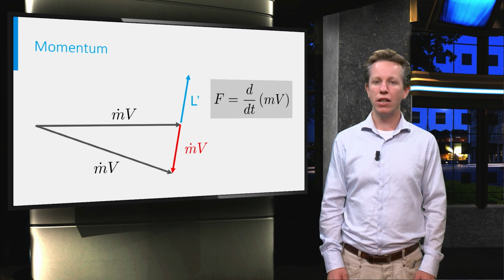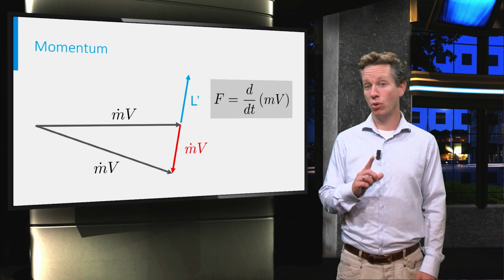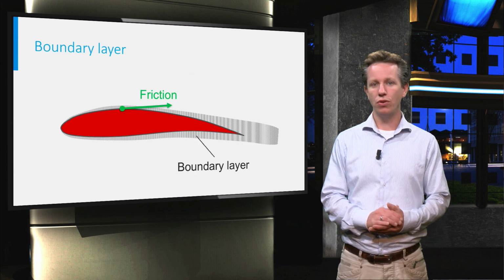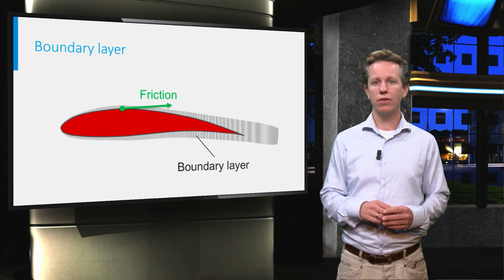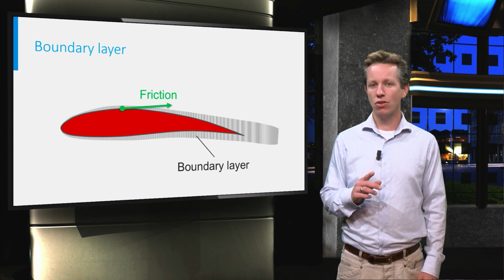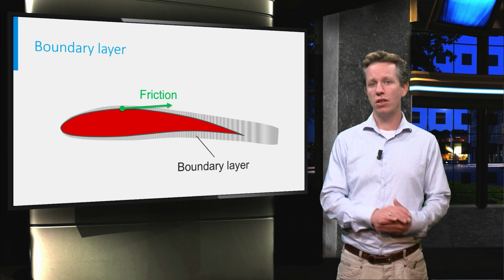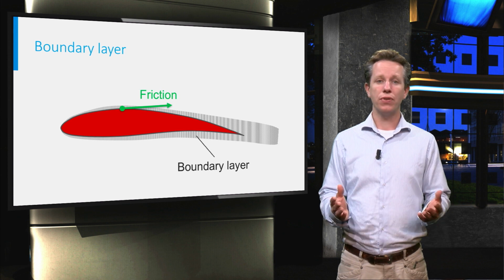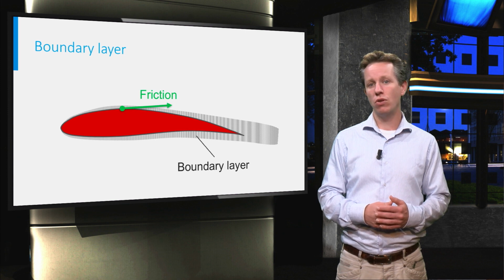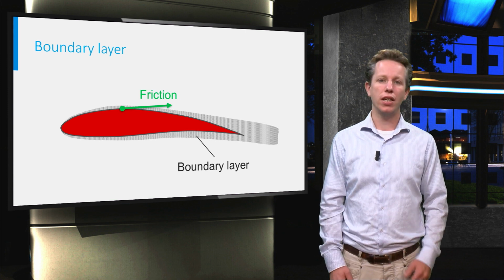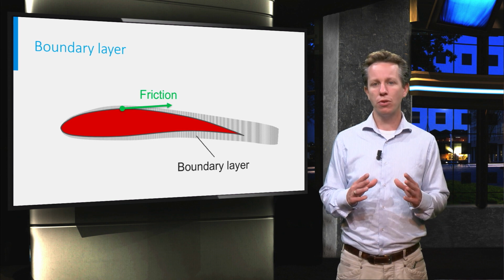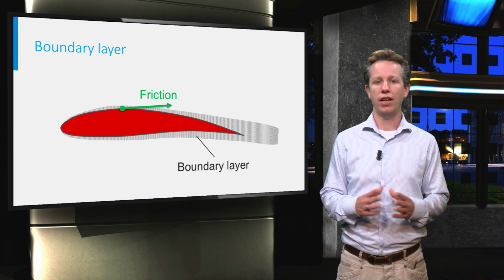Let's go back to the airfoil and investigate an important cause of drag. If you would zoom in on the airfoil, you would see there is a thin region of air with a low velocity. At the surface of the airfoil, the velocity of the air is zero because of friction. This thin region of viscous flow is called the boundary layer. It causes a shear stress or friction force. This contributes mainly to the aerodynamic drag.